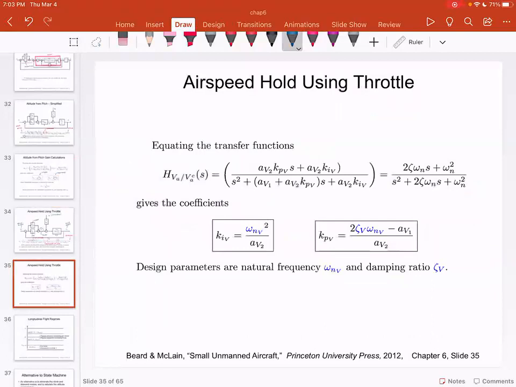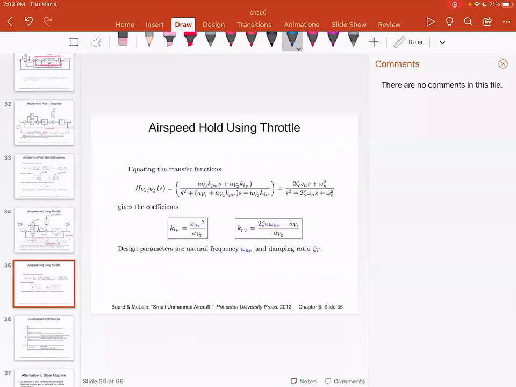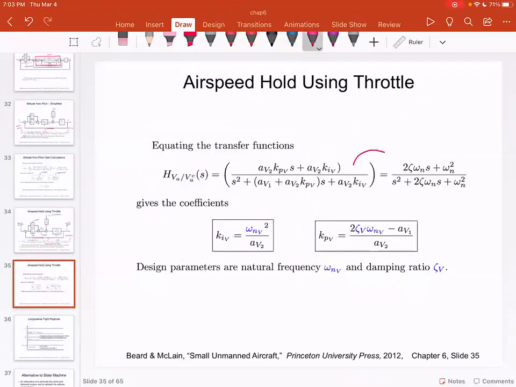So how do we actually tune the gains? Same thing, express this transfer function as a canonical transfer function in the second order form, and tune the integral gain and the proportional gain based on the frequency and the damping that is desired. So once you have designed this throttle control, you will determine the integral gain and the proportional gain that will ensure the airspeed control.